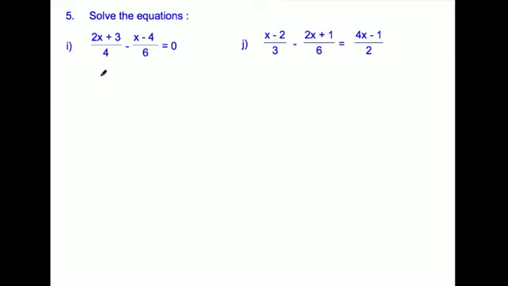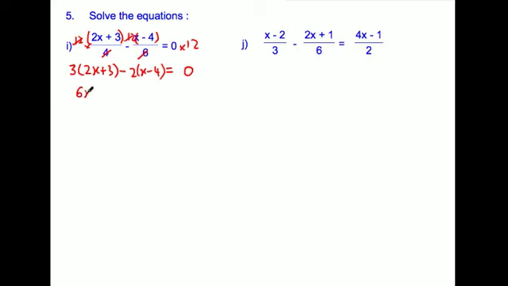In number 5, we have fractional equations. Once again, we multiply throughout by the LCM. In this case it is 12. Zero times 12 is 0. Cancel the denominator. Cancel denominator to give.